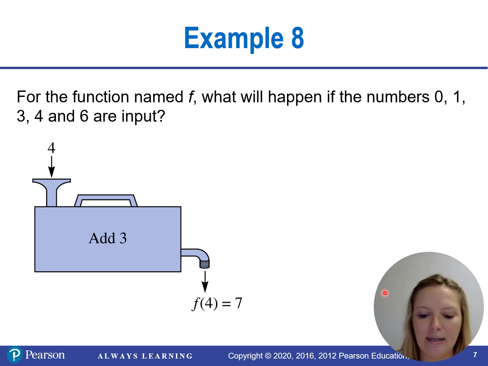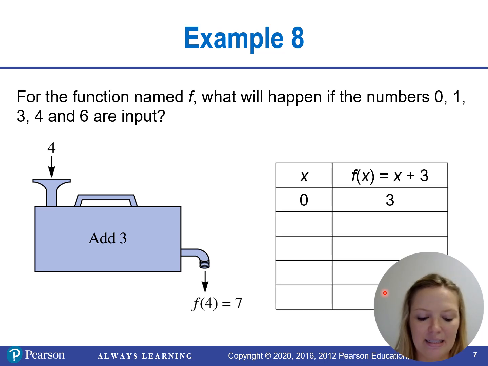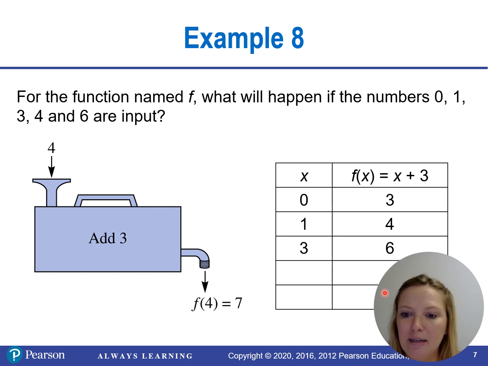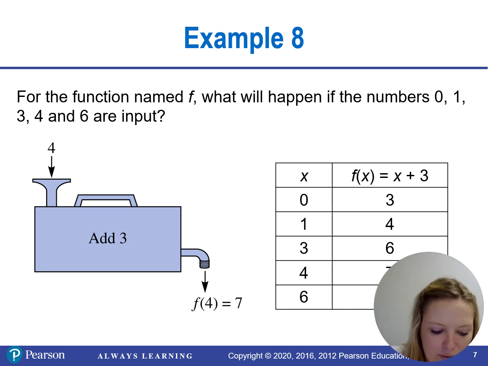So we might ask, all right, what will happen if we input the numbers 0, 1, 3, 4, and 6? If we input 0, then f of 0 is going to be 0 plus 3, or just 3. If we input 1, we add 1 to 3, and we get 4. If our input is 3, we add 3 to 3, we get 6. If our input is 4, we add 3 and we get 7. And if we input 6, we add 3 and our result will be 9.